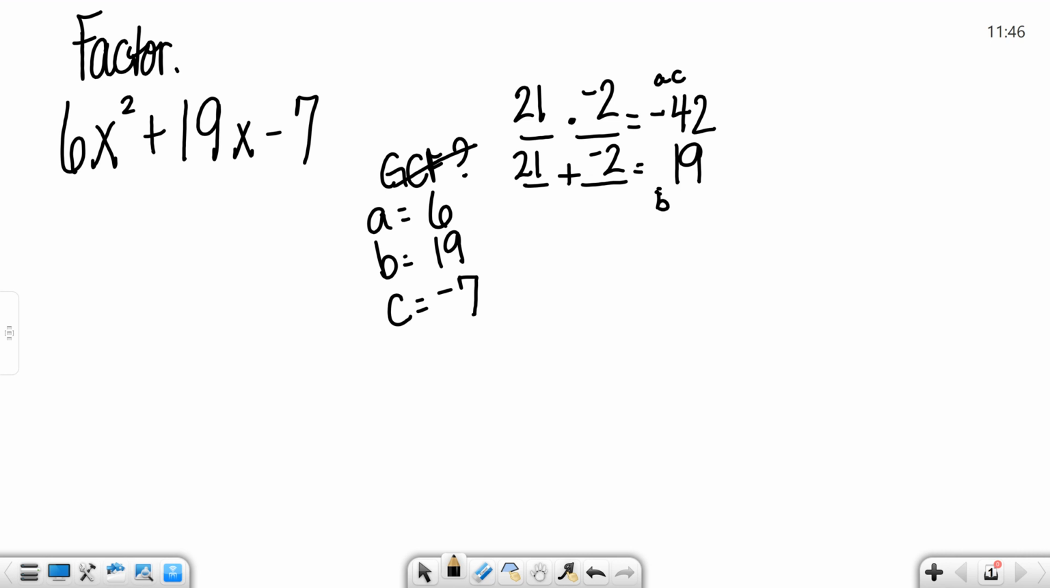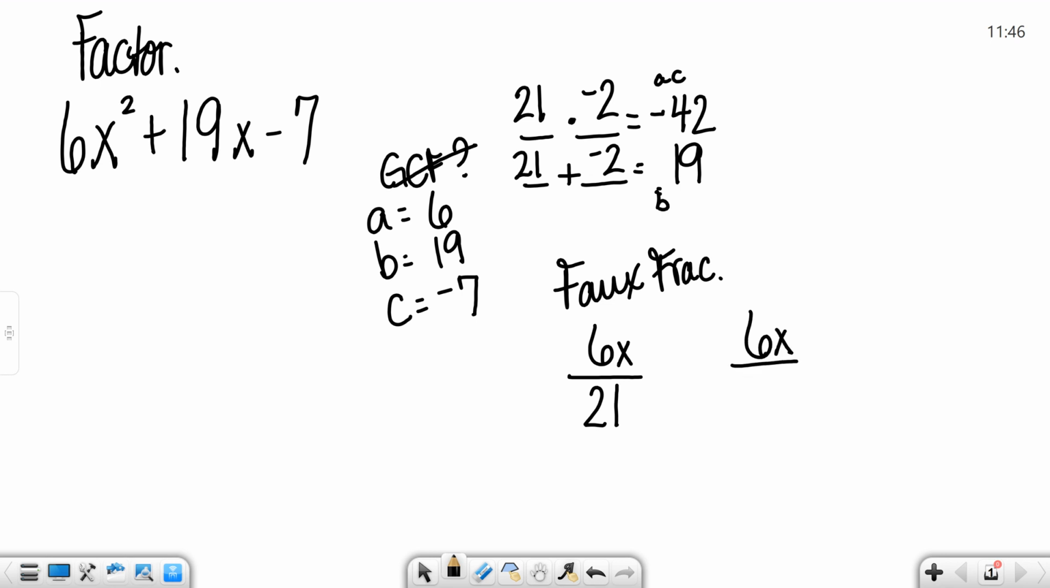You may do grouping or faux fractions. I am going to choose to do faux fractions. It is my favorite. So I take my A value with x, put it over one number I found. My A value with x, put it over the other number I found. If either fraction can simplify, you must. They can both simplify.